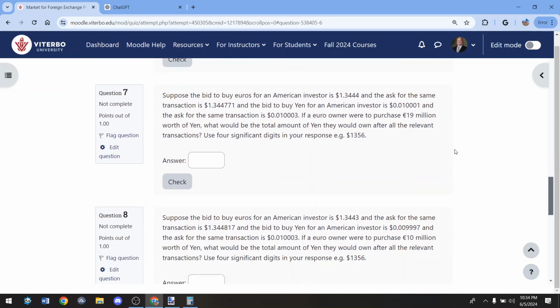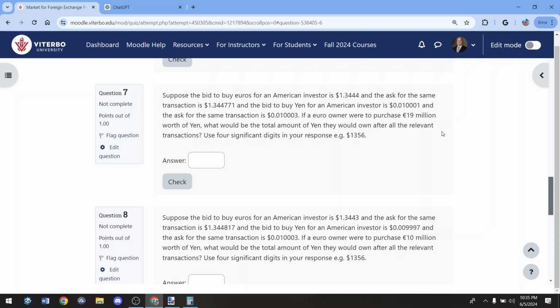Okay, so now let's think about question 7. So question 7, we have these bid-ask spreads, just like before, but now we have 3 currencies, right? We've got euros, we've got dollars, and we've got yen. And we're thinking about what will happen if I take my 19 million euros and buy yen with it.